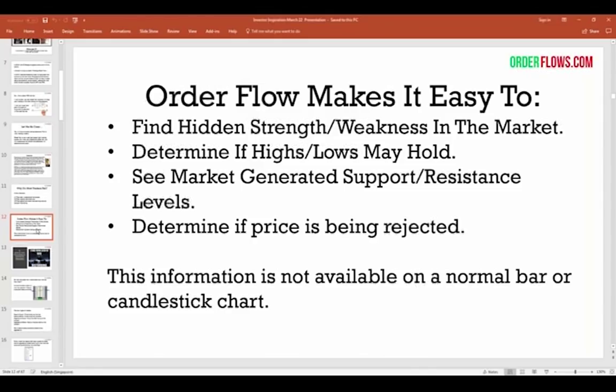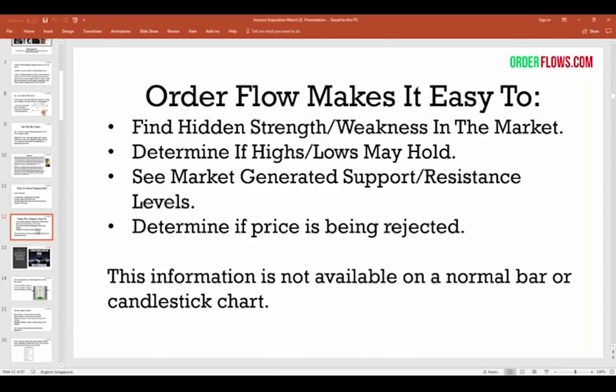Now, order flow makes it easy for traders to find hidden strengths and weaknesses in the market, and especially in what I'll be talking about today, imbalances in the market. Sometimes they're hidden in the market so you can't see them if you're just looking at a normal bar chart. Order flow makes it easy to determine if highs or lows are going to hold. It helps you see market-generated support and resistance levels, and it helps you determine if price is being rejected. Again, this information is available to all traders. However, if you're just using a normal bar or candlestick chart, you're not going to see that information.